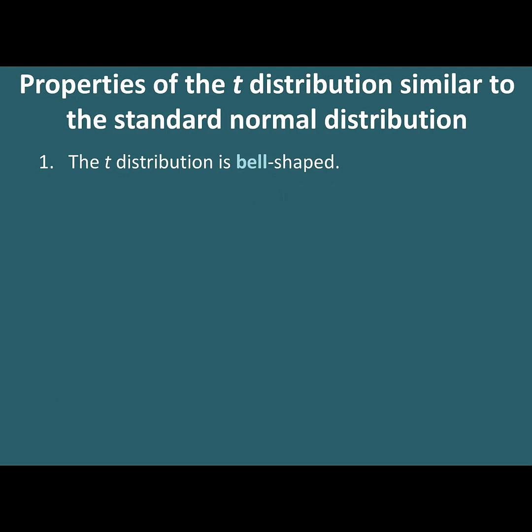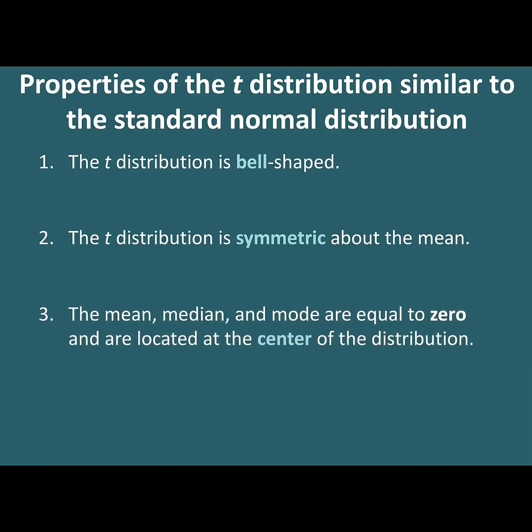Here are some properties of the t-distribution similar to the standard normal distribution. Much like the standard normal distribution, the t-distribution is bell-shaped. Also, the t-distribution is symmetric about the mean. Third, the mean, median, and mode are equal to 0 and are located at the center of the distribution. Fourth, the curve approaches but never touches the x-axis.